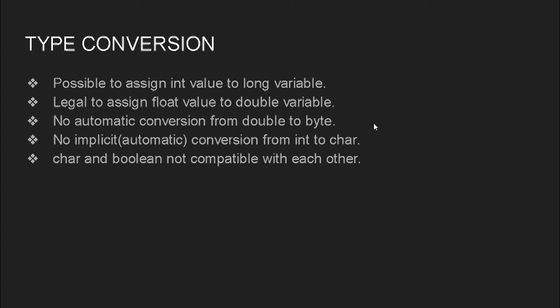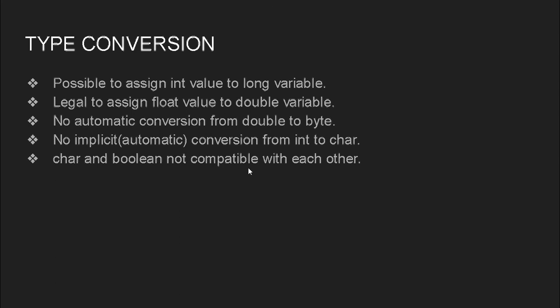And automatic conversion is also called implicit conversion. It is automatically going to convert a particular data type to some other data type. So there is no implicit conversion from int to character. Then the last statement is that character and Boolean are not compatible with each other. So we cannot store a Boolean variable in a character data type, and we cannot store a character in a Boolean data type.